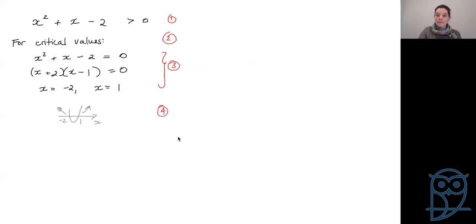And our last step, our final step, is stating the answer to that inequality. So everything smaller than minus 2, so x is less than minus 2, x is greater than 1. Somehow I'm not managing to speak and write at the same time today. X is less than minus 2, x is greater than 1. So we have 2 answers for this inequality because we have 2 zones that give us the greater than 0. And that then is our step 5, that final solution, that final answer.